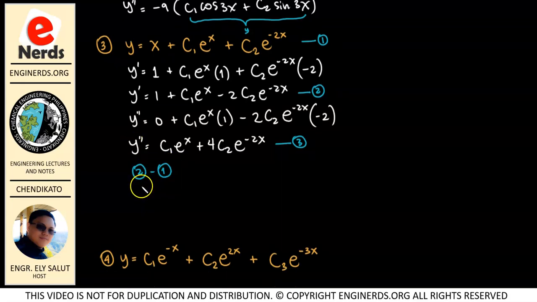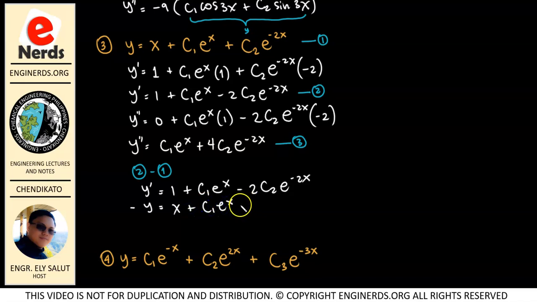Okay, so to do that, let us write our equation. So we have y prime is equal to, yung ating y prime is 1 plus c1 e to the x minus 2 c2 e to the negative 2x. Then we're going to subtract our equation 1, which is y is equal to x plus c1 e to the x, then plus c2 e to the negative 2x. Okay, so we're going to subtract that. So this will be inside a parenthesis.